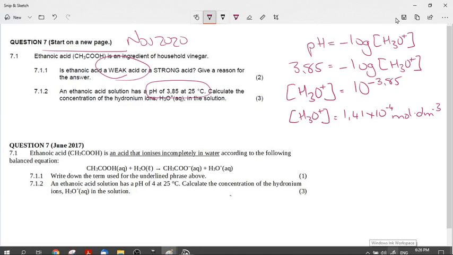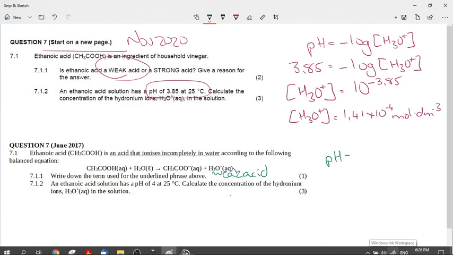Okay, now let's look at this June 2017 question. It says, ethanoic acid is an acid that ionizes incompletely in water according to the following equation. Write down the term used for the underlined phrase. This is a weak acid. Now it says an ethanoic acid solution has a pH of 4 at 25 degrees. Calculate the concentration of the hydronium ions in the solution.